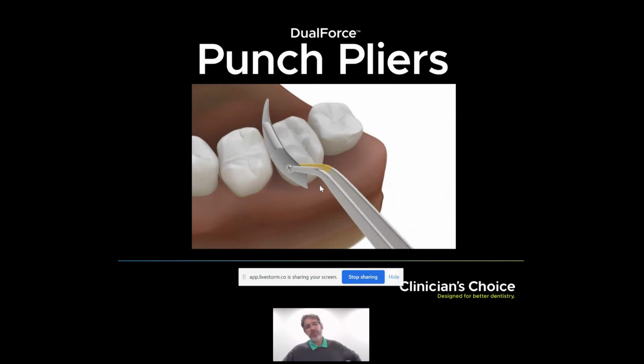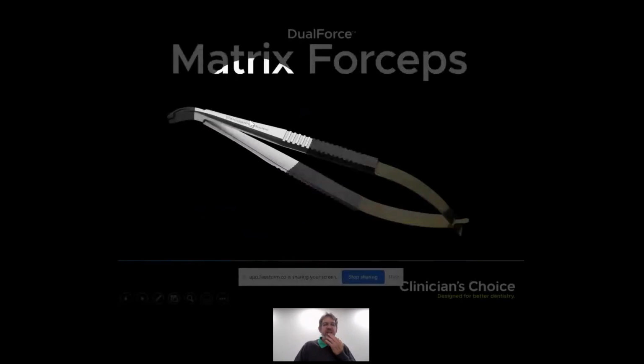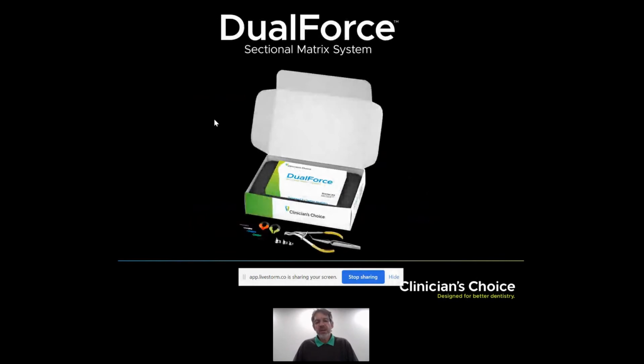However, comments from our customers were, yeah, we still find that this is kind of quite time consuming and frustrating. So what we've developed is a special little matrix forceps. Now, these are really small, and I'll show you when I switch the camera. But what's unique about these is they have the ideal angulation, which makes for very, very easy placement or retrieval of the little matrix bands, if you will.